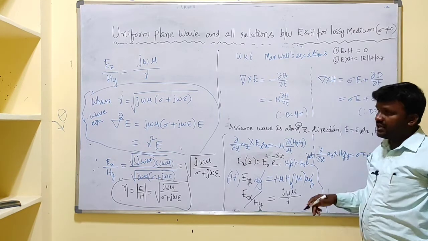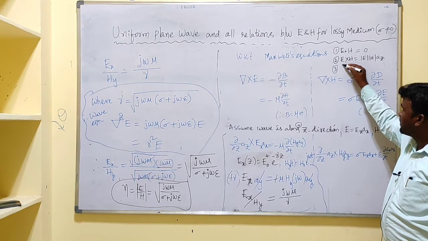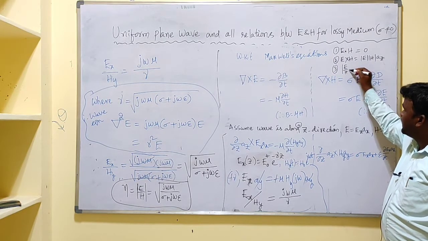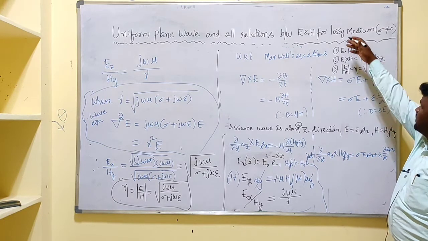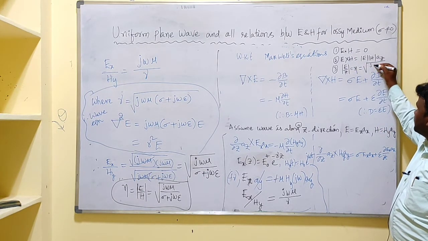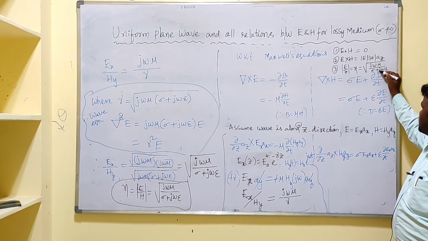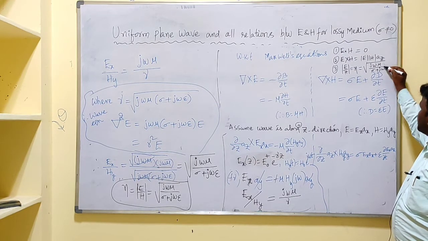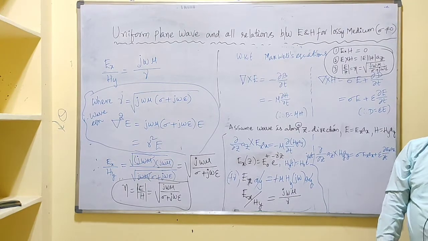That means the direction of this vector quantity is perpendicular to both E and H. And the third relation is mod E by H, that is the intrinsic impedance of the wave, which for a lossy medium, meaning a conducting medium where some conduction exists, is under root j omega mu by sigma plus j omega epsilon. Just now I derived it. So these are all the relations between E and H.